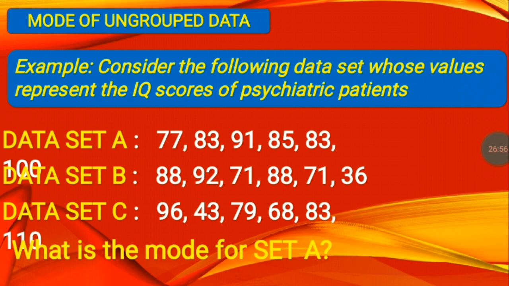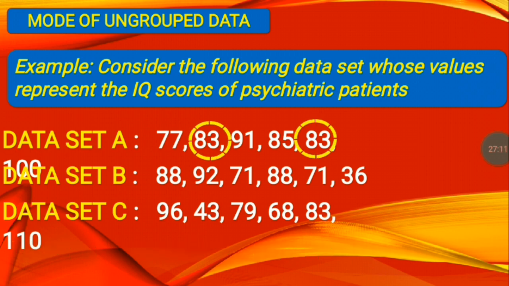So what is the mode for set A? Kindly examine the data in set A. What do you think is the mode? Okay, let's check. Our mode is 83 because 83 appears twice in data set A.